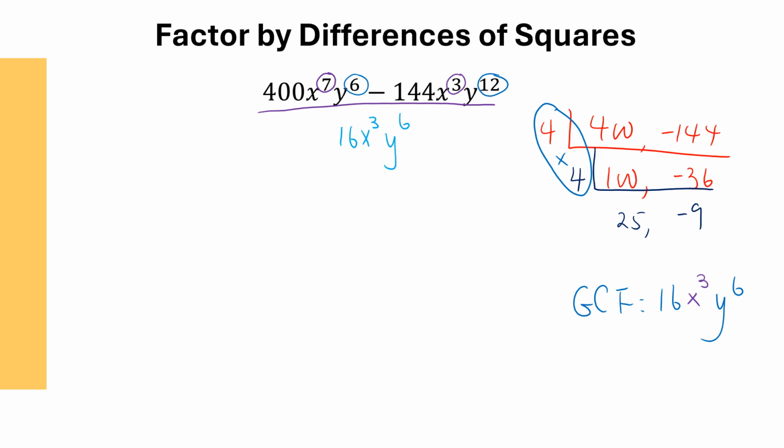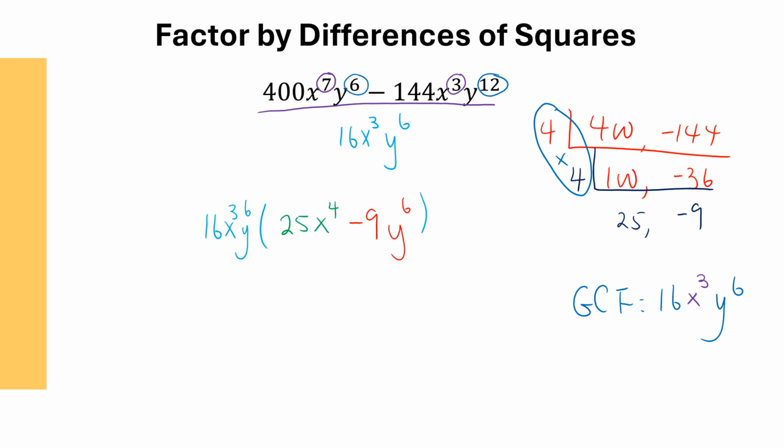And when you divide, you subtract the exponents for the variables. So we have 400 divided by 16, that's 25. 7 minus 3 is 4, so it's x to the fourth power, and y is gone. For the next one, we have negative 144 divided by 16, which is negative 9. X is gone, 3 minus 3 is 0. And for the y, it's 12 minus 6, which is 6. And the last step for factoring by GCF is to put parentheses around it and put the GCF in front, 16x to the third, y to the 6.